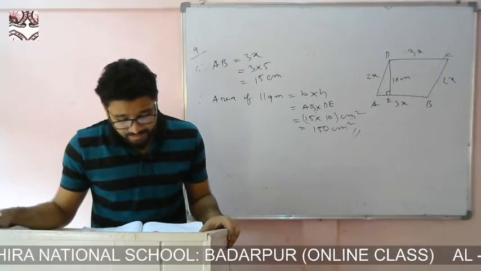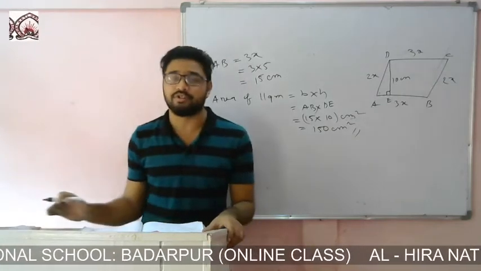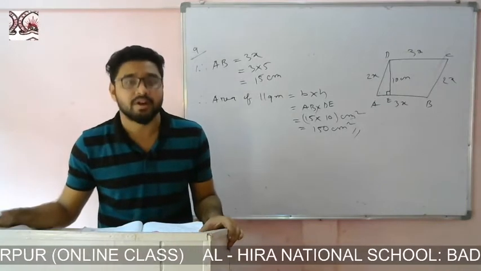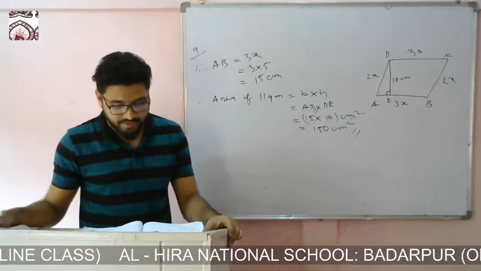If the altitude of the parallelogram is 100 meter, then find the altitude of the triangle. That means you have to find the altitude of the triangle.